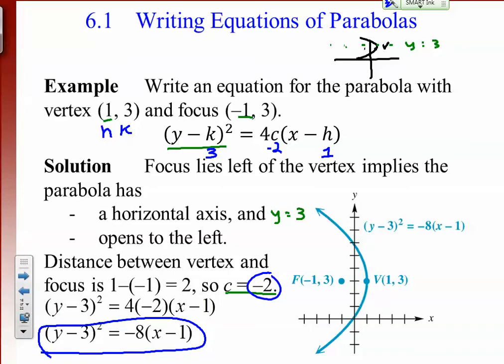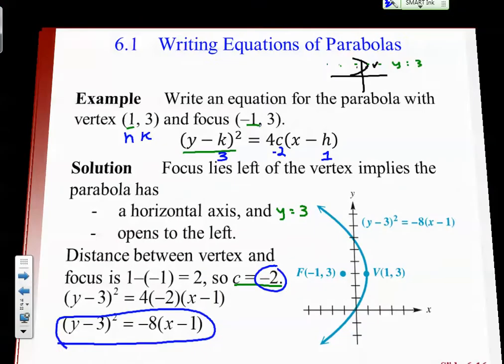And if we graph it, it looks like this, where the focus is inside the curve. So it's not too hard. If they give you the vertex and the focus, it's really pretty easy. It's kind of a plug-in problem to figure out what the equation is. So don't panic on that.